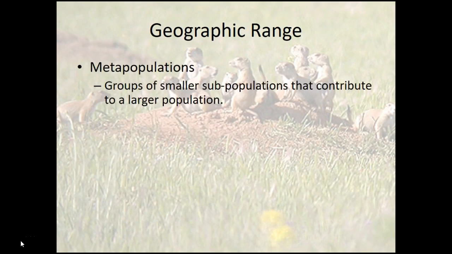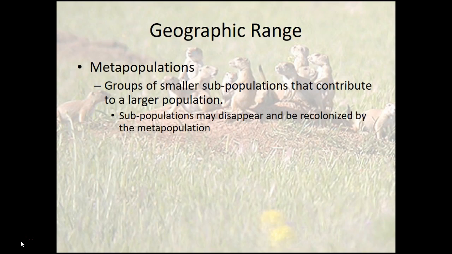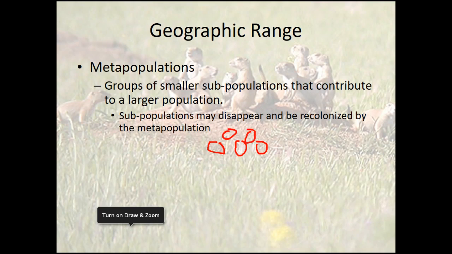With geographic range, we're talking about groups of smaller subpopulations that contribute to a larger population. Subpopulations can disappear and be recolonized by the metapopulation. Let's say we have several populations of a species, and it doesn't really matter what species. We could talk about any. Let's pick on the ferret since we've talked a lot about him. We have these seven little populations all in fairly close proximity to each other. We would call all of these subpopulations, but this entire area right here we would call the metapopulation.